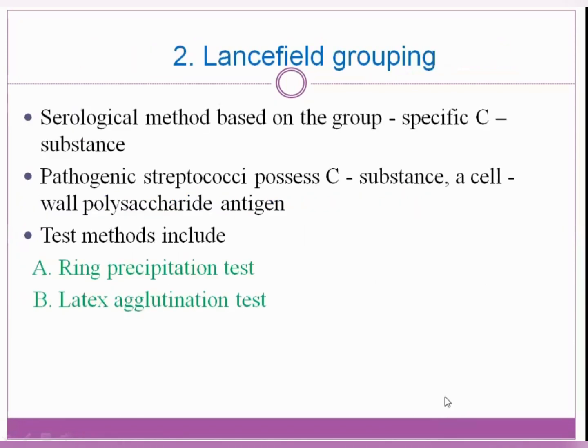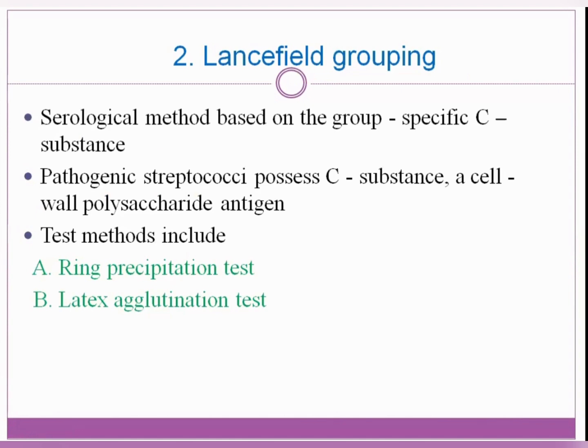Second thing is Lancefield grouping. Lancefield grouping is a serological method based on group-specific C substances. The C substance is present in the cell wall of the pathogenic bacteria. Only the pathogenic bacteria have the C substance in their cell wall. Pathogenic streptococci possess C substance, a cell wall polysaccharide antigen.